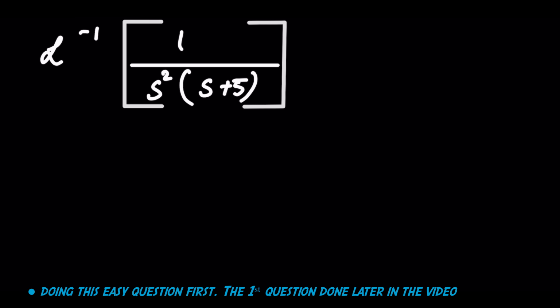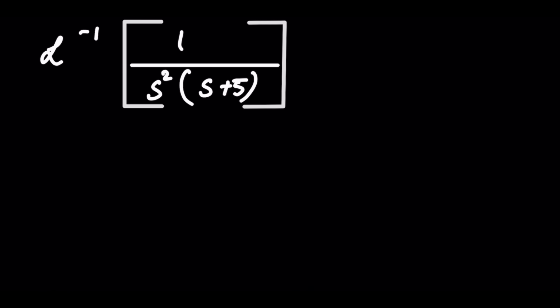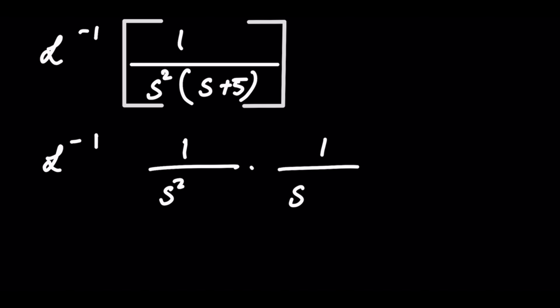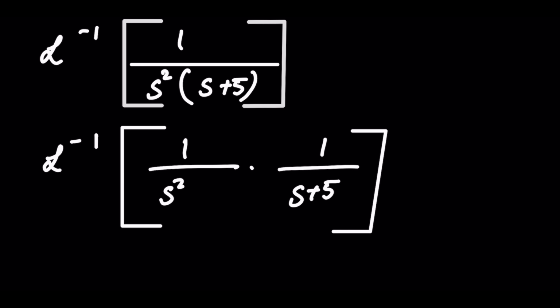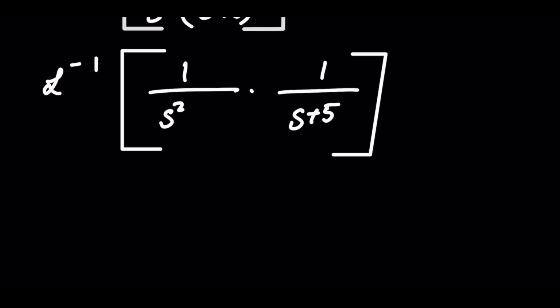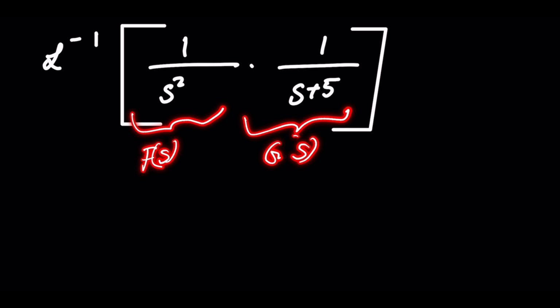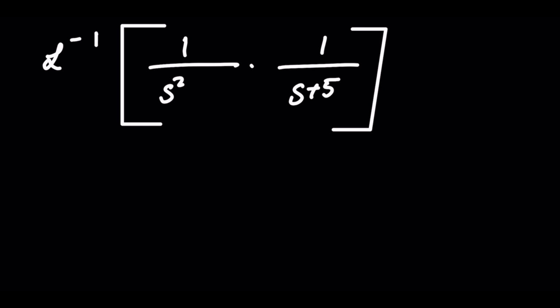Before we go any further, let's solve a simpler question using the convolution theorem. So let's apply the convolution theorem here. You can see that we have separated it as a product of two functions, where we can refer to this as f of s and this as g of s. We can take these Laplace inverses and find f of t and g of t, and then apply the convolution theorem.